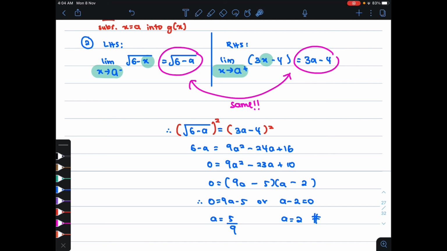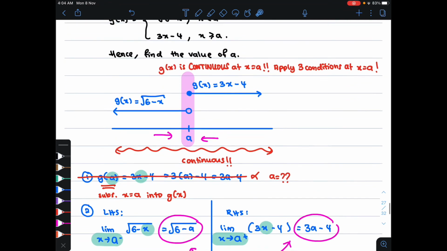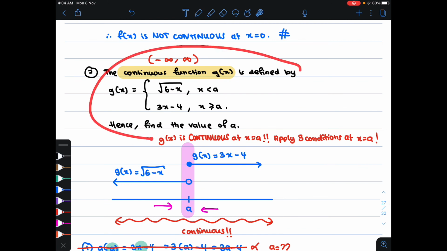So this means that when a is these values, g(x) will become continuous from negative infinity until positive infinity.